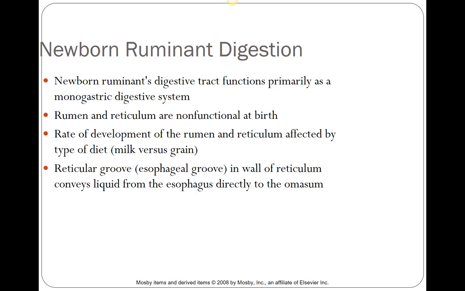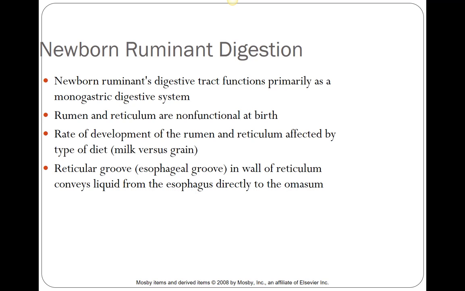So it's very important that if we have to bottle feed a calf, we keep their nose up in a nursing position like they would with mom, which is usually about a 30 to 60 degree angle, usually about 45.